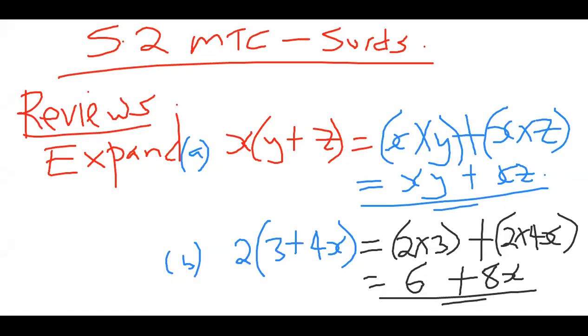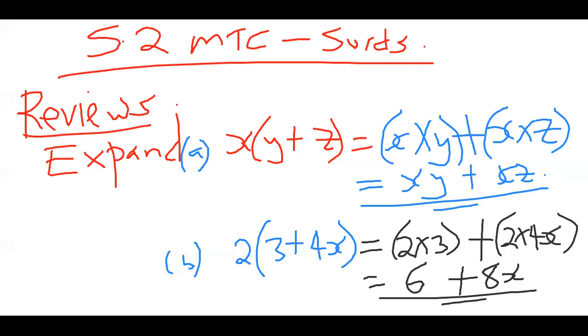So we began by expanding. You're going to be looking at surds once again, and we're going to have a simple review here about expansion first. The first thing I'm saying is expand x in brackets y plus z. Whatever is outside, you multiply with whatever is inside the brackets. So that gives us x times y plus x times z, which finally gives us xy plus xz.